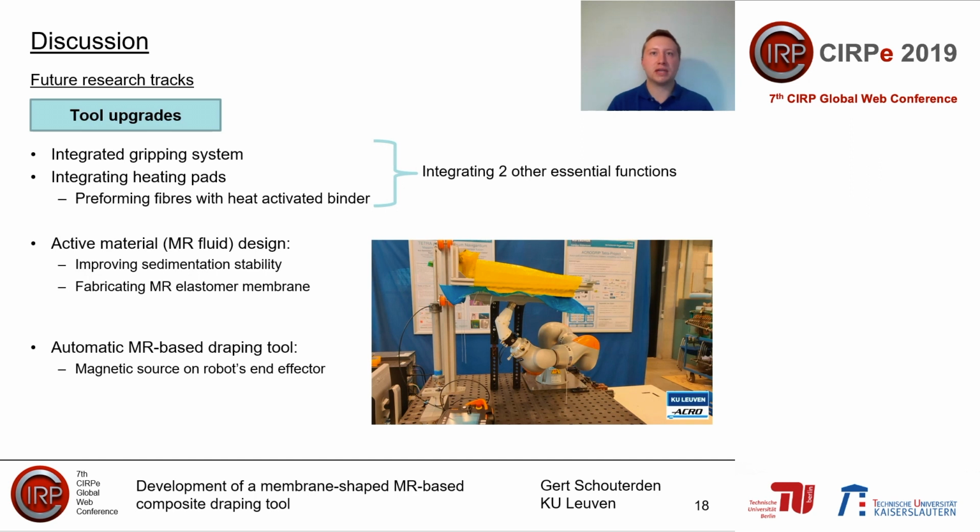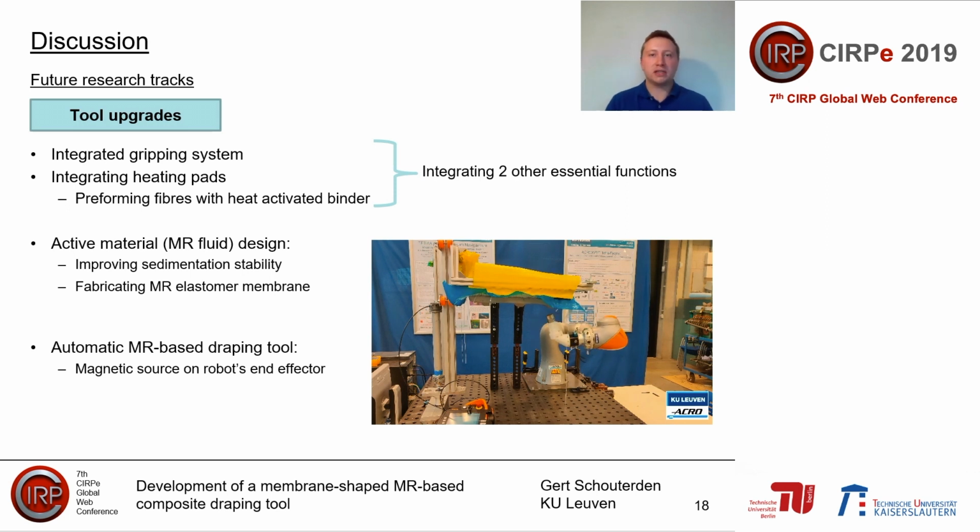So, for example, on the side of the tool, we could be integrating the 2 other essential functions we mentioned in the beginning. So, integrating a gripping system and integrating, for example, heating pads for working with heat-activated binders. Also, our MR fluid could be optimized a lot, so improving sedimentation stability, or for example, going to an MR elastomer instead of a fluid.